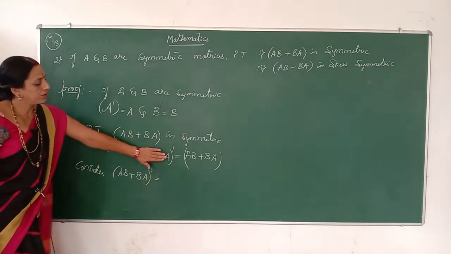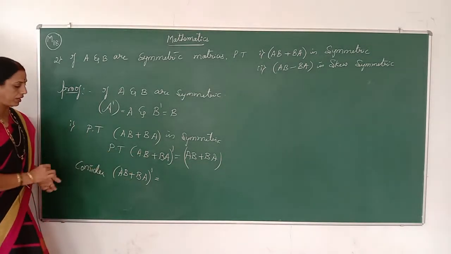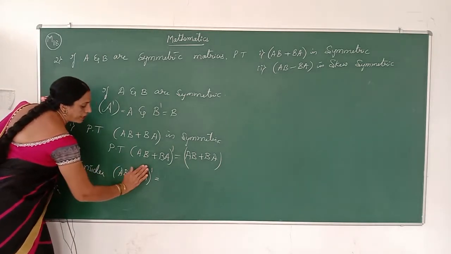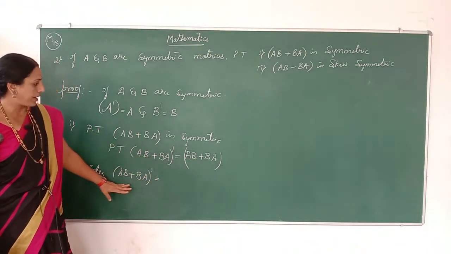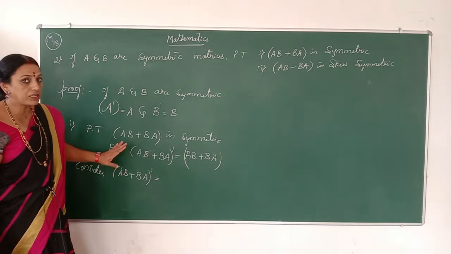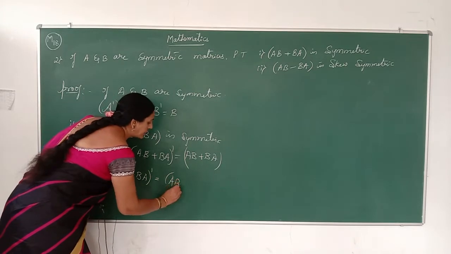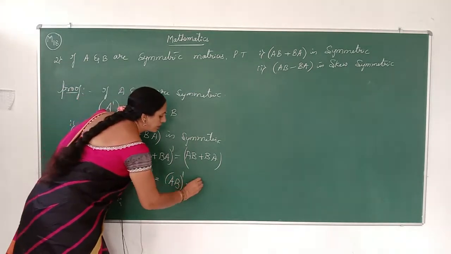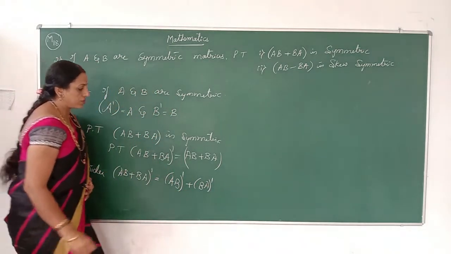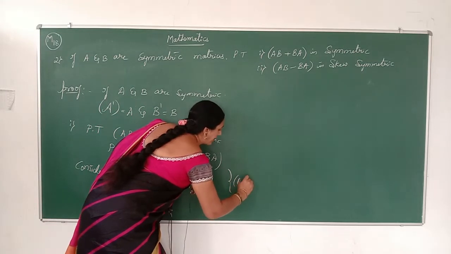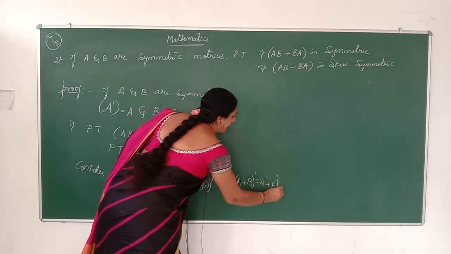The LHS of the given result can be considered as (AB plus BA) dash. That is in the form of (A plus B) dash. Now by using a property of the transpose of a matrix, (A plus B) dash is nothing but A dash plus B dash. So by using that property, it can be written as (AB) dash plus (BA) dash. That is in the form of (A plus B) dash is equal to A dash plus B dash.